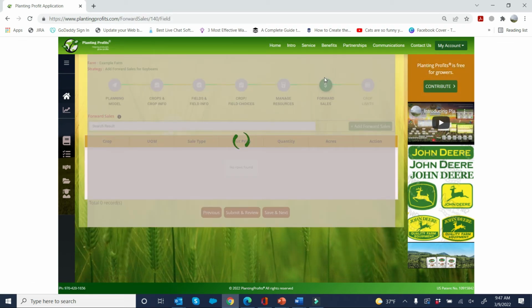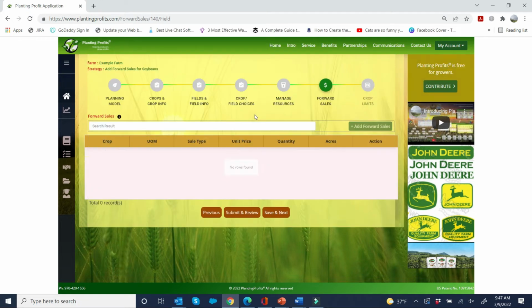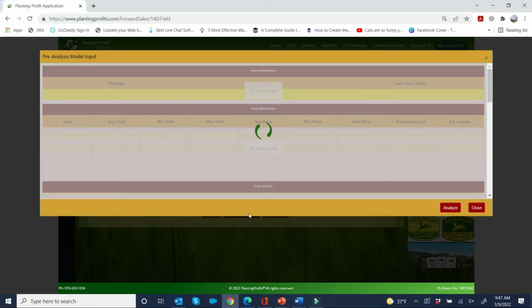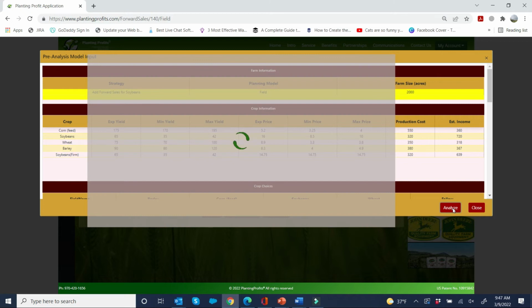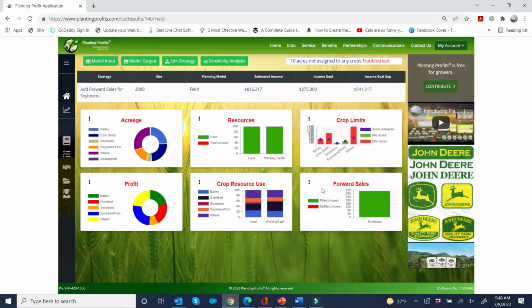go to the forward sales page. Contract price is $14.75 per bushel. Quantity is for 20,000 bushels. Select Firm. With an estimated yield of 65 bushels per acre, Planting Profits will assign about 300 acres for the contract soybeans, even if this is not the most profitable assignment of acres. Analyze the strategy.